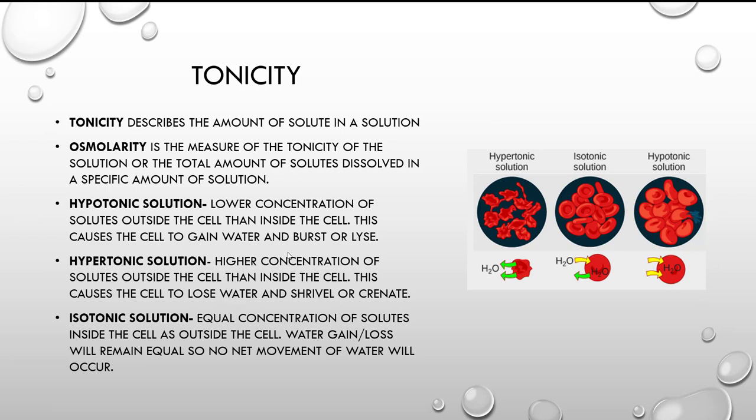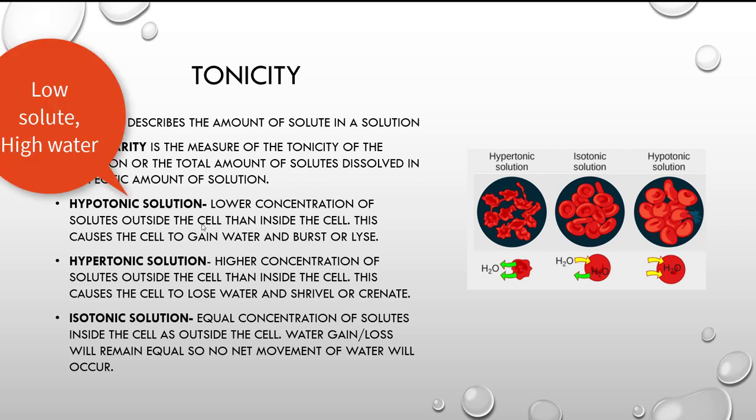So when we're talking about tonicity, tonicity is looking at the amount of solute in the solution. This relates to osmosis, because we're comparing the total amount of solutes dissolved in a specific amount of a solution. And so we can measure the tonicity based on that ratio. And so if there is a lower concentration of solutes outside of the cell compared to inside the cell, we call that a hypotonic solution. So think hypo as low concentration of solutes outside of the cell.